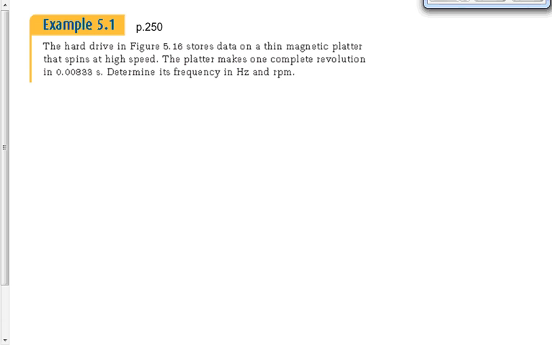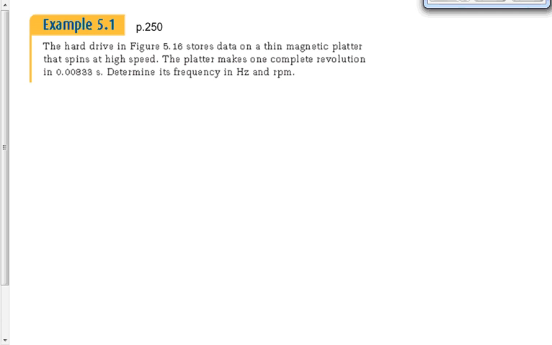Let's take a look at problem 5.1 on page 250. This is chapter 5, by the way, for those of you who haven't downloaded the entire textbook. This is the hard drive in figure 5.16. It doesn't matter about the picture. It stores data on a thin magnetic platter that spins at a high speed. The platter makes one complete revolution in 0.00833 seconds. Determine its frequency in hertz and in RPM.